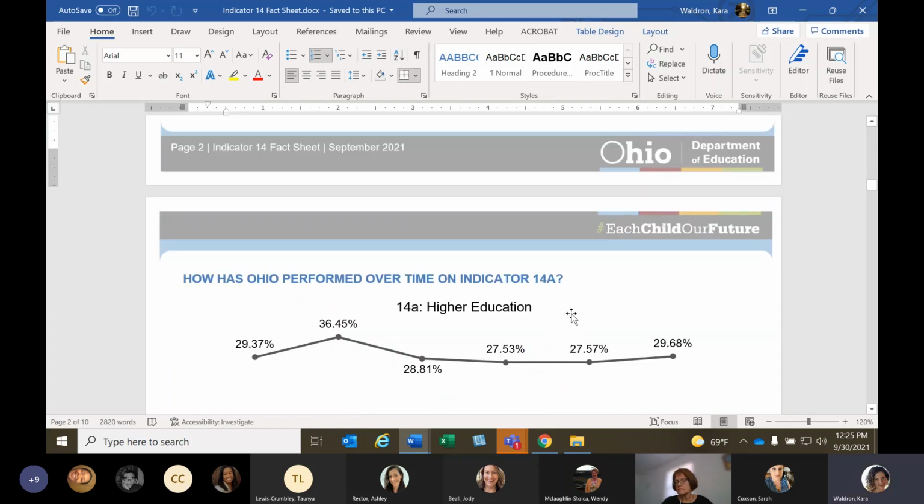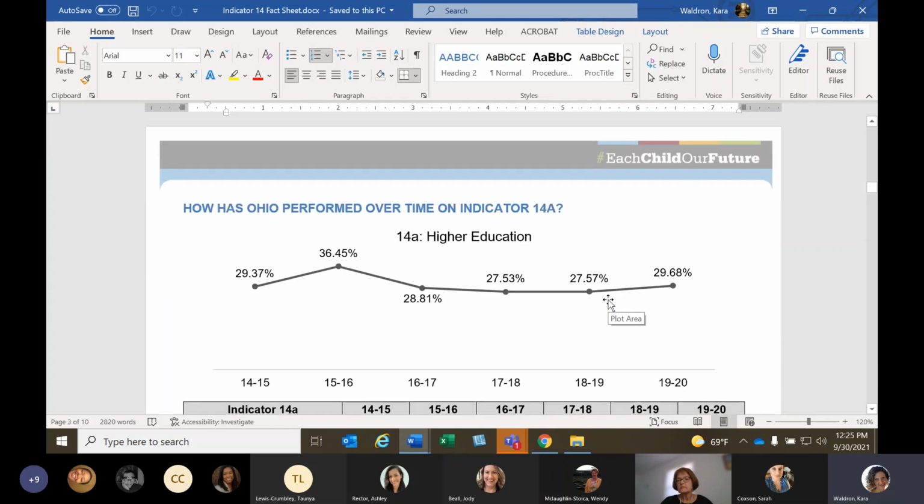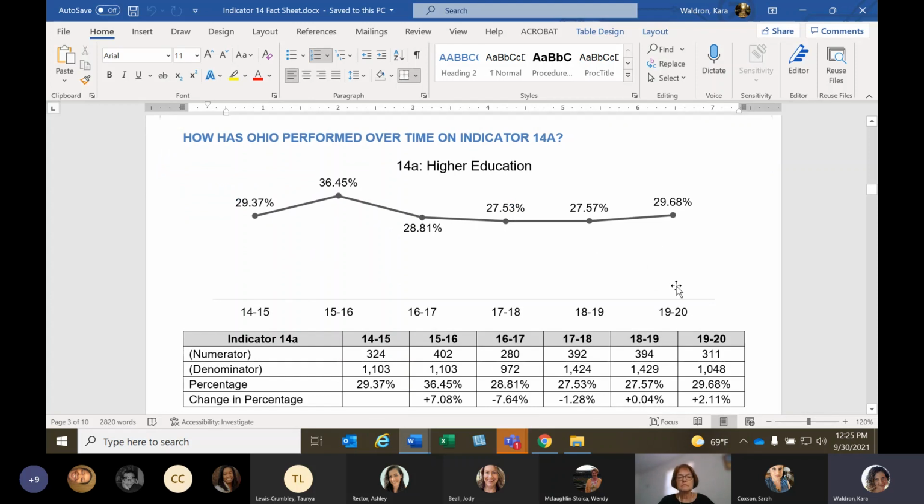Okay, so let's dig into some data. We'll take it one section at a time, just to try to break up all of the data that we're looking at here. So we have first those students with disabilities who are enrolled in higher education within 1 year of leaving high school. You can see we have 6 years of data to look at.